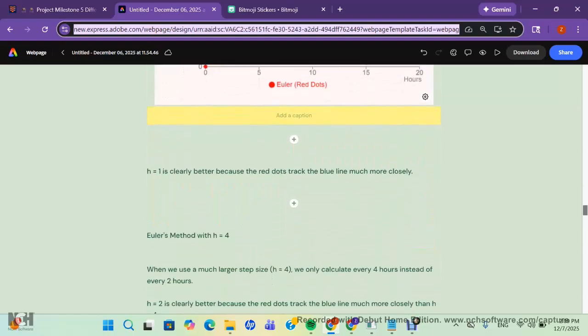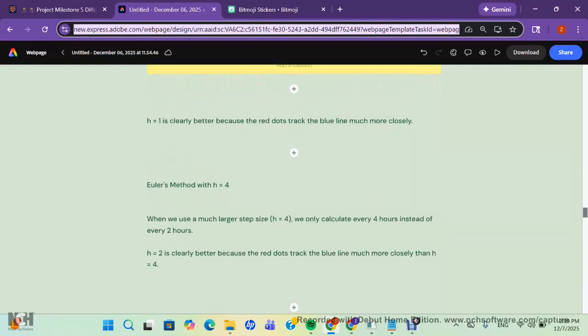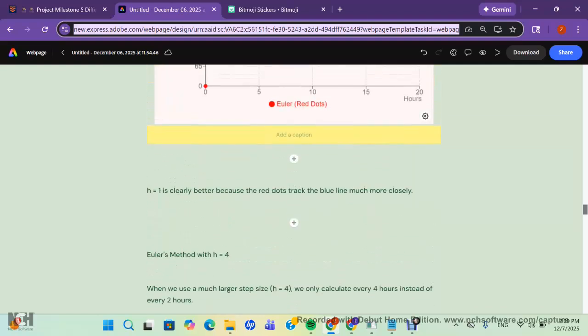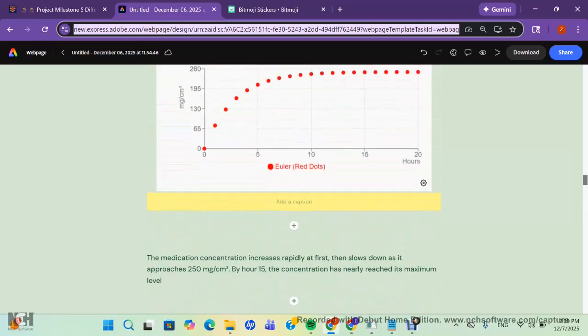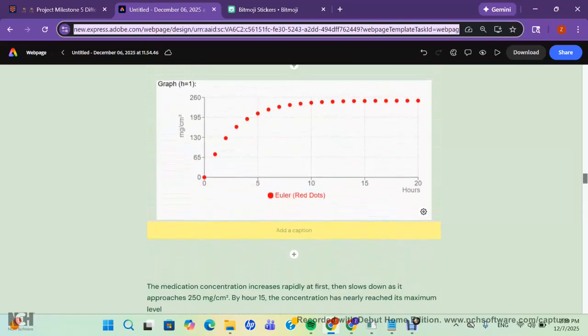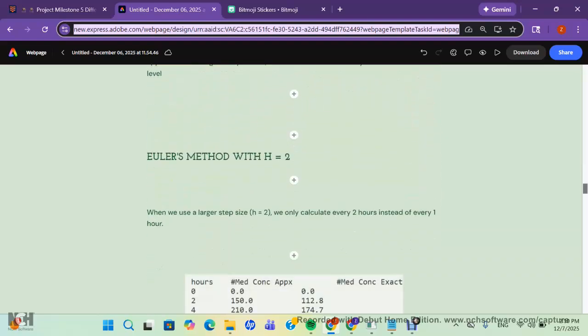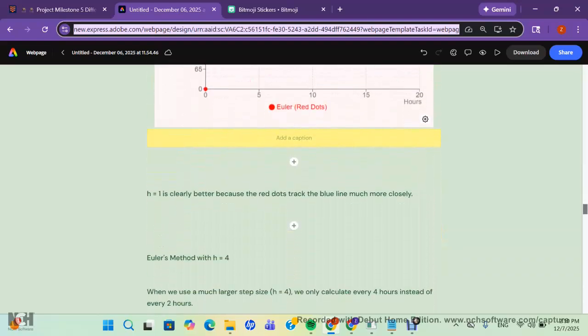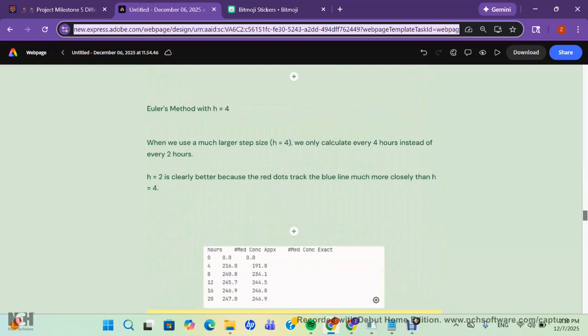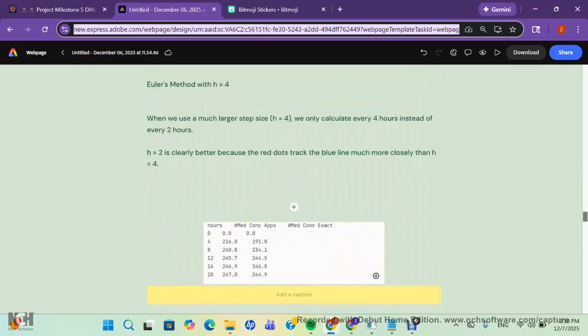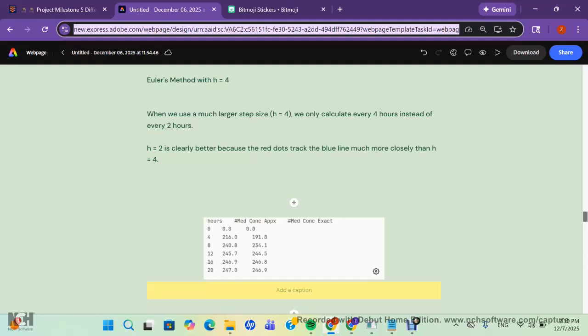So then I did it with h = 4. Like I said, I did h = 1, and because it's a smaller number, it has a better approximation than h = 2. So now looking at h = 4, we're trying a much larger step size. That means we only calculate every 4 hours instead of every 2 hours.